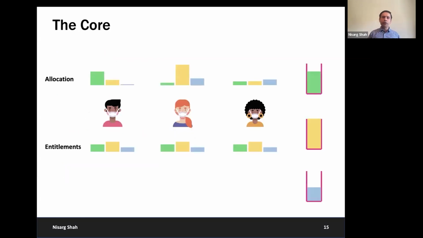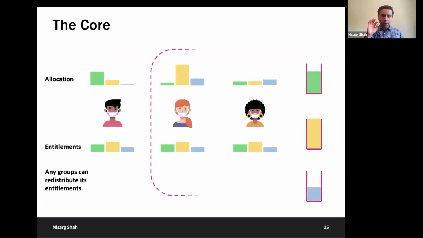All right, now let's briefly look at a different notion called the core. The idea behind the core is to take proportionality, which is a slightly weaker notion, and then boost it up to the level of groups of agents. So here we are going to consider every possible group of agents.